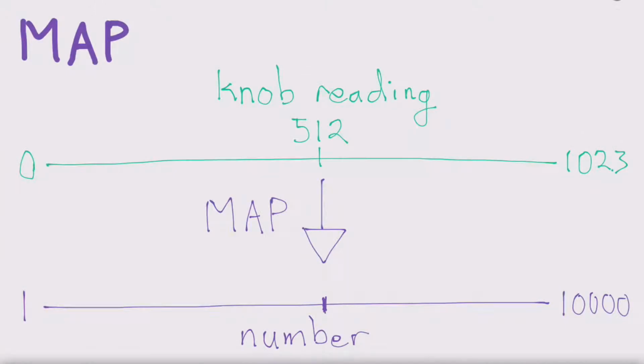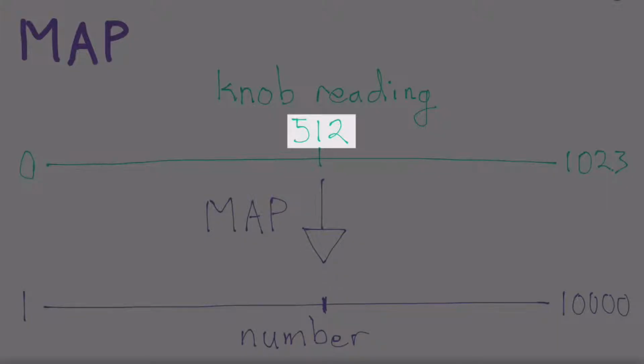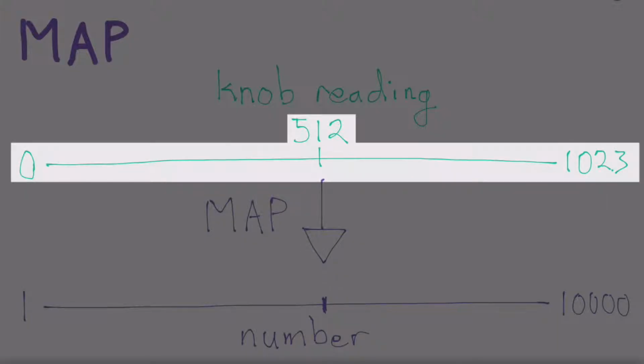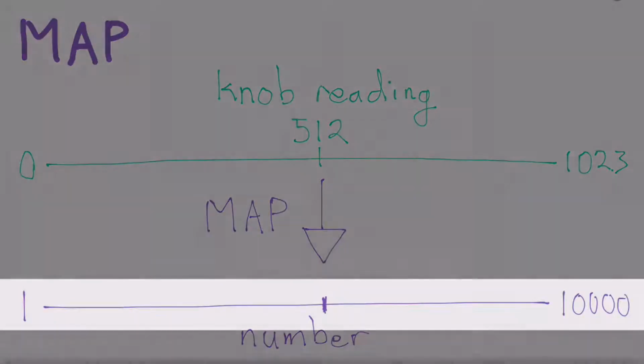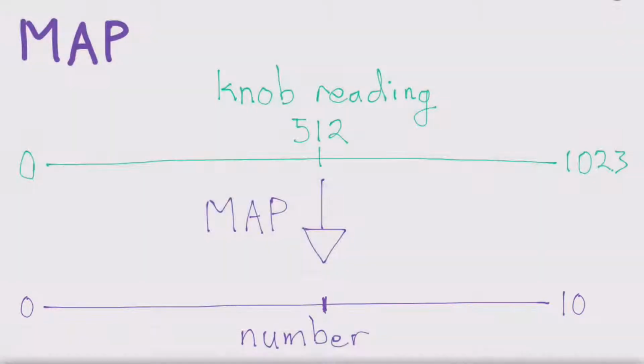We could tell the map function to take our knob reading, 512, from the starting range 0 to 1023 and map it into the new ending range 0 to 10. But what number will map give us back? Let's try it out in code and see.